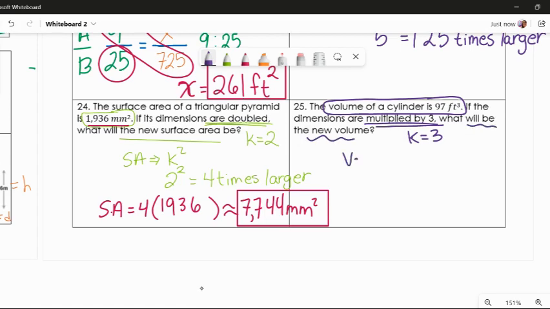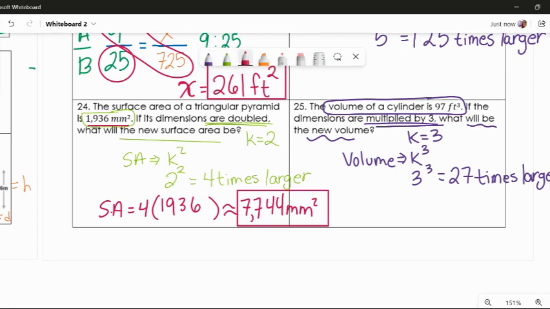Well, if it's volume, we all know that volume means we need K cubed because volume is cubic units. So that's going to be 3 cubed. And if you do that on your calculator, 3 cubed is 27. So it's going to be 27 times larger. Remember, K is what we multiplied by, so this is telling us how many times larger it'll be. Now, that's not our answer. That's telling us how many times larger it'll be.